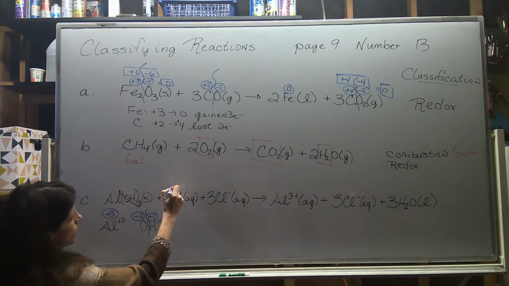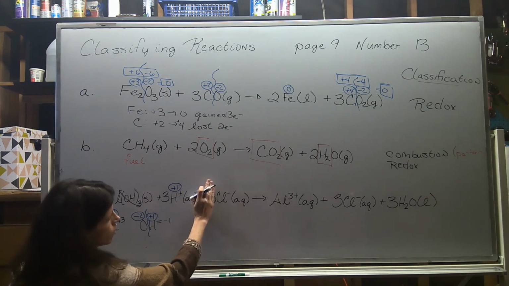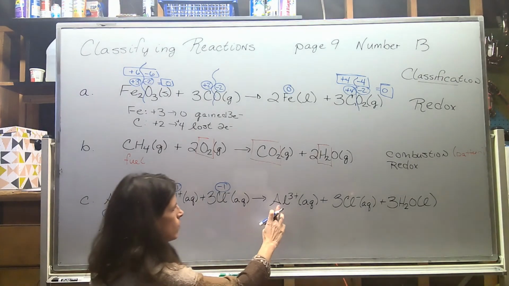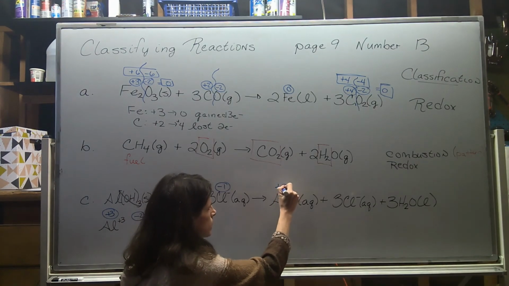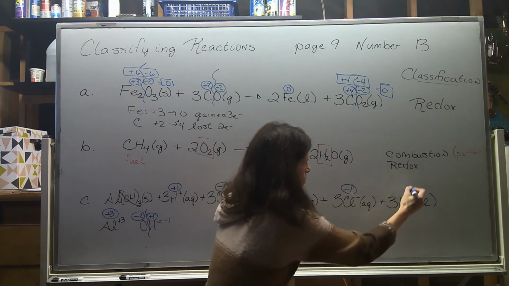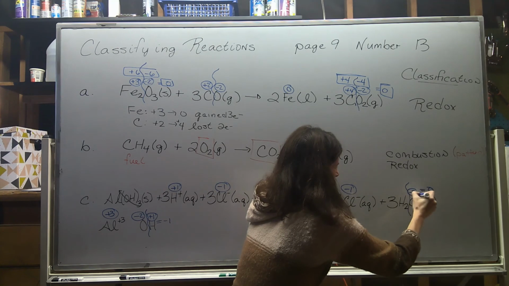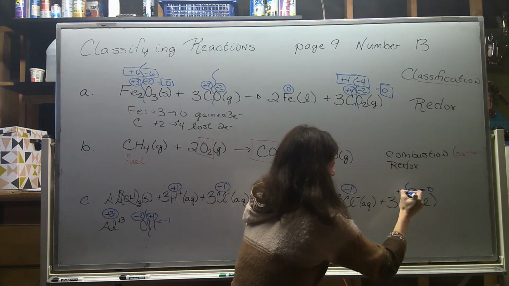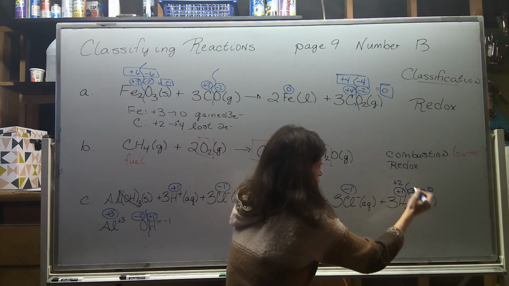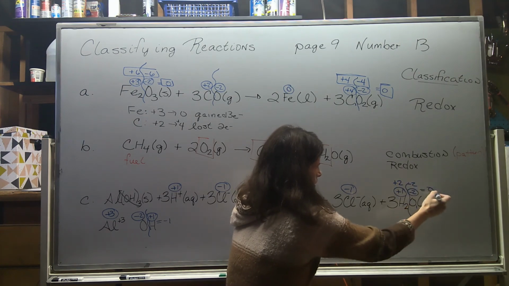Ignore your coefficient. We have a hydrogen that's a +1. Ignore our coefficient. Chloride by itself is a -1. Aluminum, +3. Chloride, -1. Water, it's a neutral compound, has to equal 0. I'll do a -2 on my oxygen, +1 on my hydrogen. 2 times +1 gives me +2. 1 times -2 gives me a -2. These add up to 0.